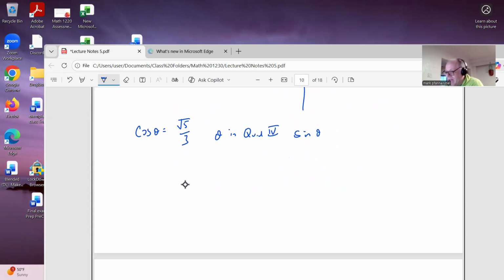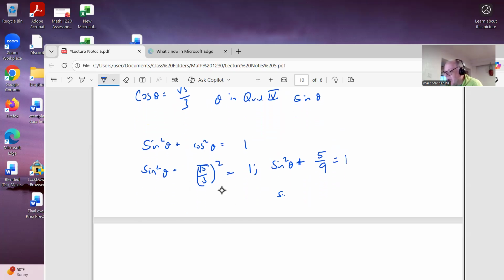So same idea. You're going to say sine squared plus cosine squared is equal to 1. We have sine squared plus the square root of 5 over 3 squared is equal to 1. Let's go ahead and solve this. We have to square the square root of 5 over 3. That's going to be 5 over 9, is equal to 1. Let's go ahead and subtract from both sides.